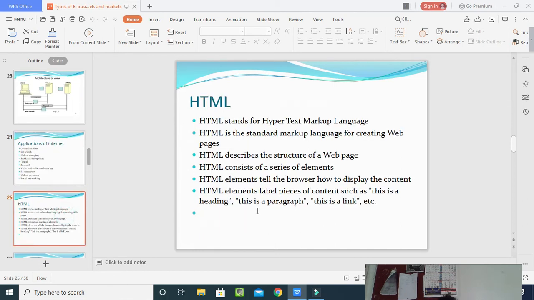Now, we have one term, that is HTML. What do you mean by HTML? It stands for Hypertext Markup Language. So, HTML is the standard markup language for creating web pages. What is the use of HTML? It is used for creating web pages, like describing the structure of the web page, which consists of a series of elements. How many elements should be there, what is the structure, how it should look, what is the display content, what is the paragraph, what is the link, how this linking takes place is with the help of HTML only. So these are the uses of HTML.